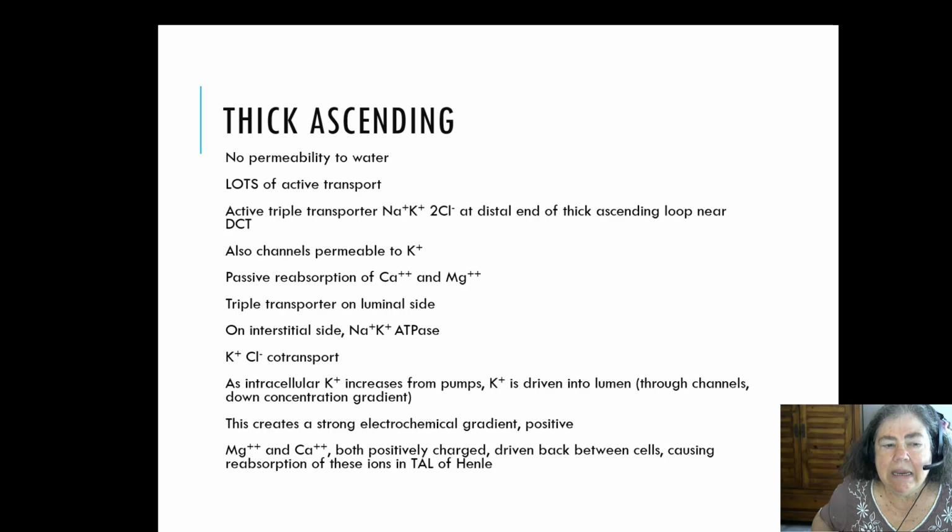Because magnesium ions and calcium ions are positively charged and strongly positively charged, they get driven out of the lumen and through a paracellular route between cells. So some magnesium and calcium is reabsorbed in the ascending limb of the loop of Henle.